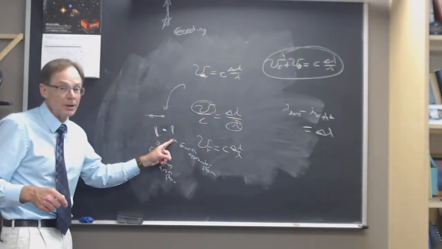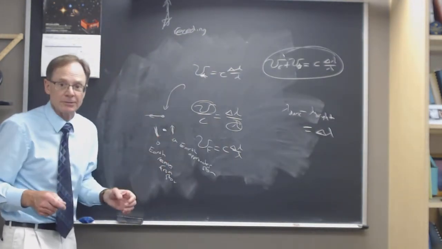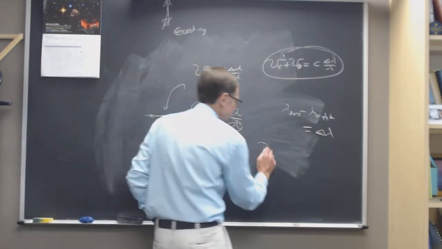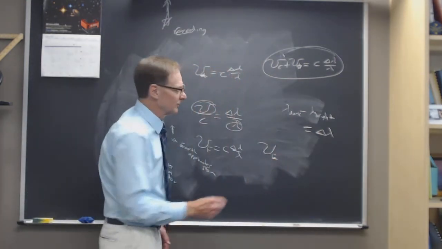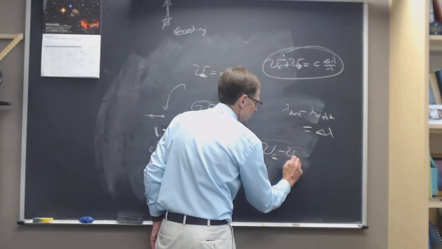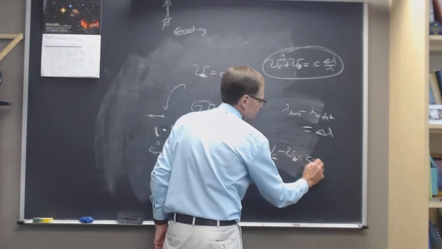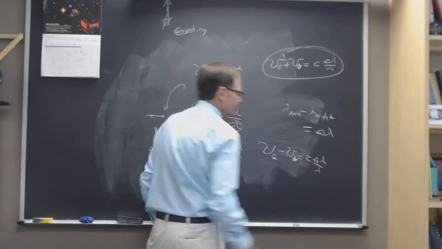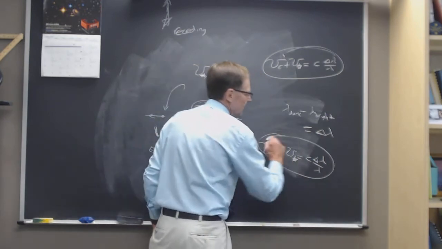The blue shift would be smaller because in the blue shifted spectrum, it's blue shifted from the Earth's velocity, but it's red shifted from the star's velocity, and we would have the velocity of the star is equal to c delta lambda over lambda. There's our two equations and two unknowns.